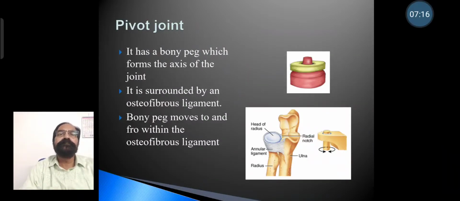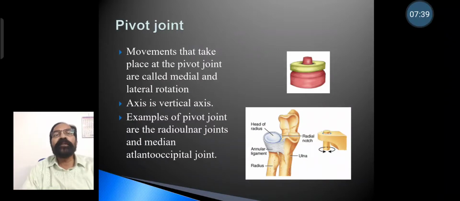Pivot joint. In this, there is a bony peg which forms the axis of the joint. It is surrounded by an osteofibrous ligament, as you can see in the picture. The bony peg moves to and fro within the osteofibrous ligament. Movements that take place at the pivot joint are called medial and lateral rotation. The axis is vertical. Examples of pivot joints are the radio-ulnar and median atlanto-axial joints.